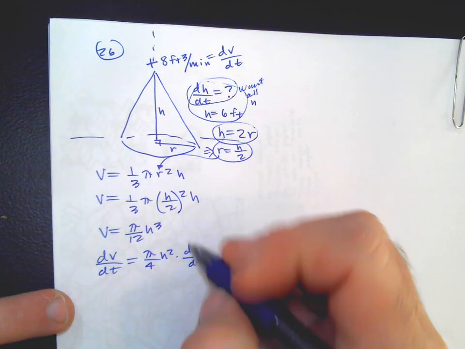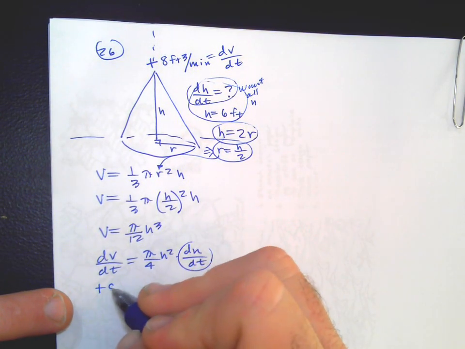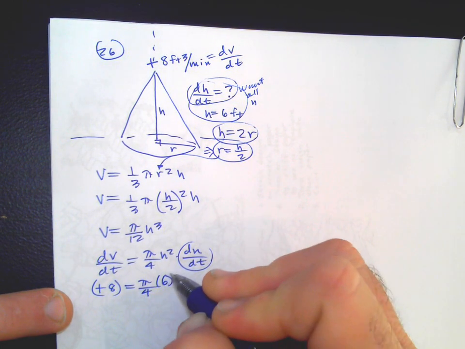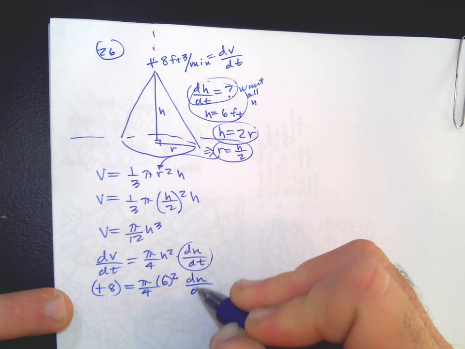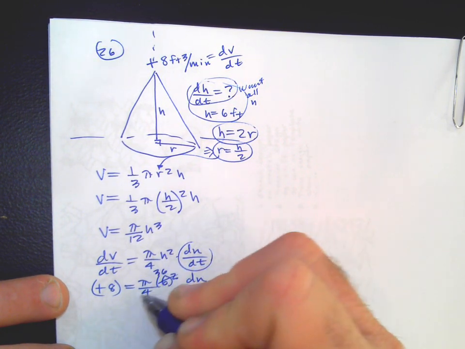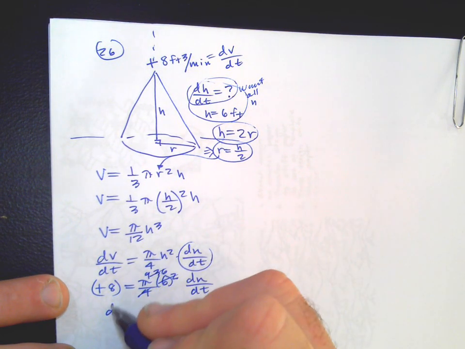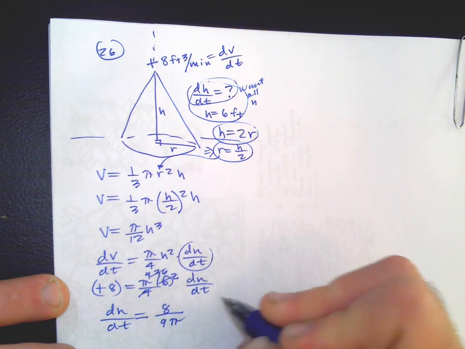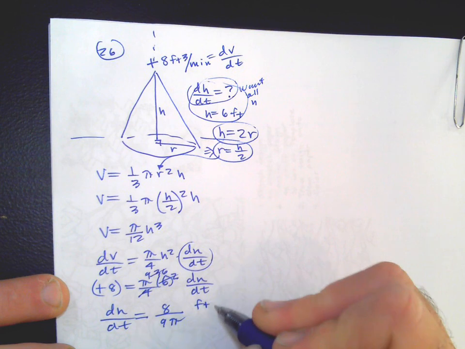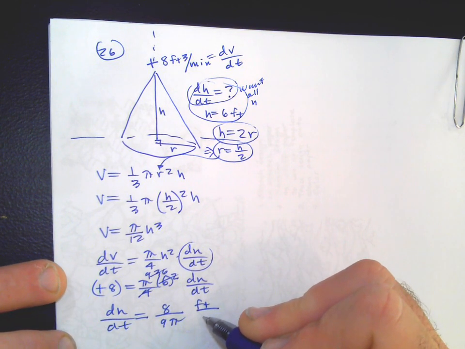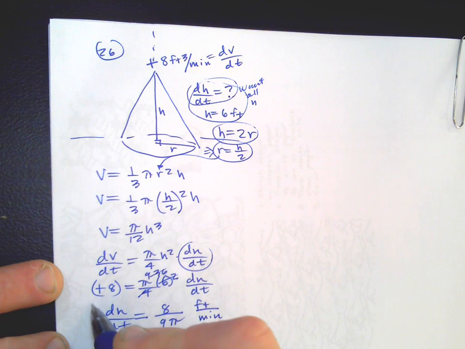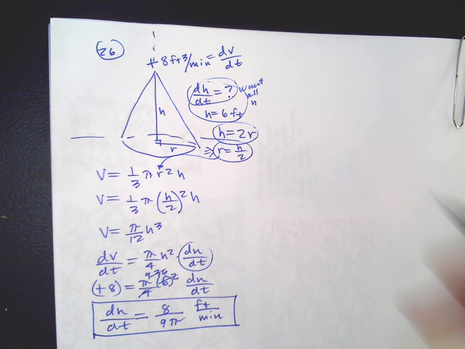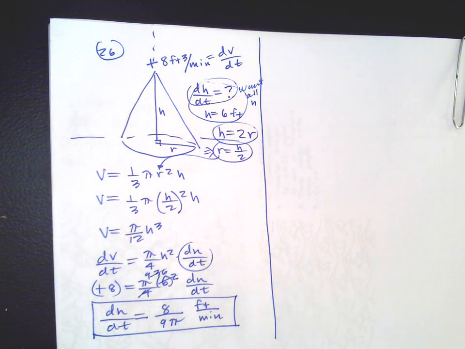We're looking for dh/dt. We have dv/dt is positive 8. We have the h, the height is 6, right? So this is going to be 36. I'm just going to give you a 9. So dh/dt equals 8 over 9 pi. The units will be feet to the first power, because it's just one-dimensional length, over time, which is minutes. And it came up positive, which it should, because it should be getting taller and taller as the pile increases.